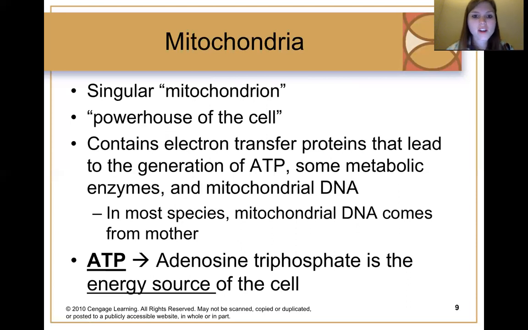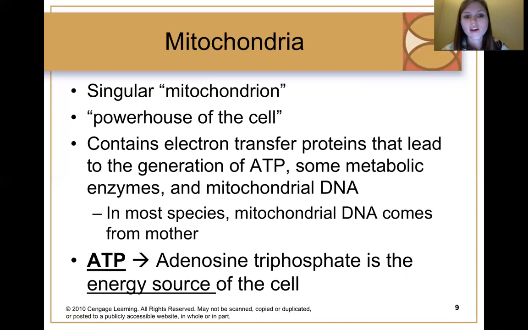So mitochondria generate ATP. Well, what is ATP? Why is it important? ATP is adenosine triphosphate. Typically no one really says adenosine triphosphate. ATP is a commonly accepted acronym for that, so we'll just call it ATP for the purpose of this class. ATP is the energy source of the cell.